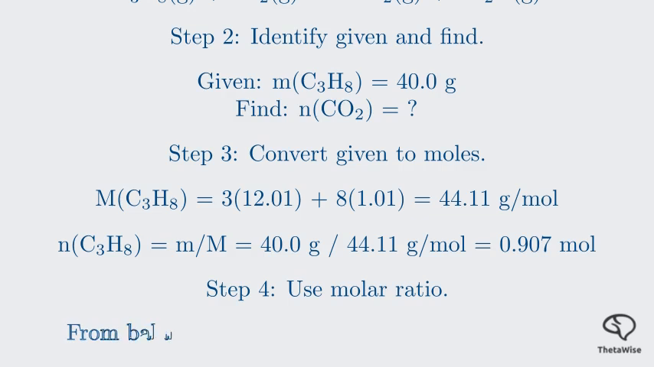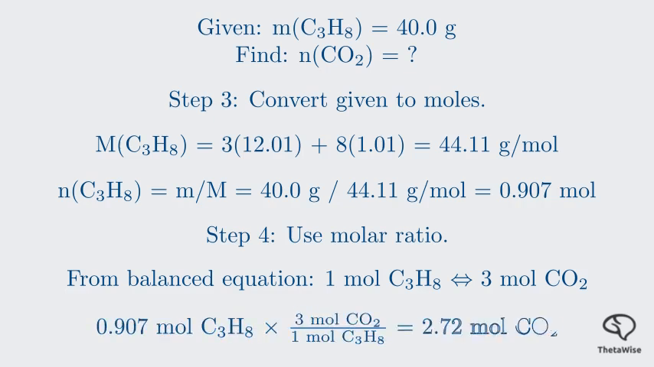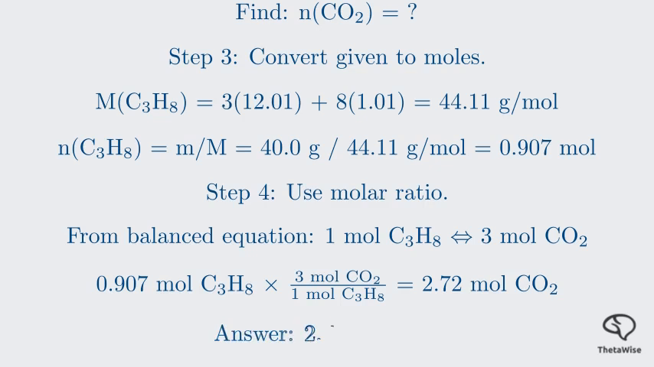For every 1 mole of propane, 3 moles of carbon dioxide are produced. We multiply our moles of propane by this ratio. The result is 2.72 moles of carbon dioxide. This problem required a calculation to get to moles and then a molar ratio to solve. It shows the power of the mole as an intermediate.